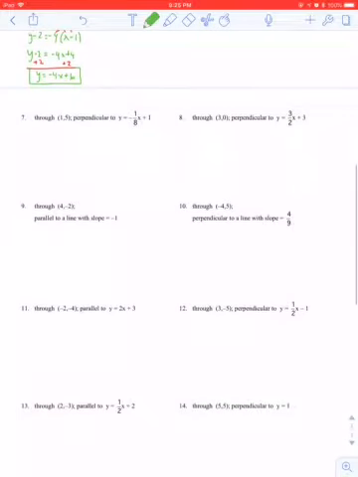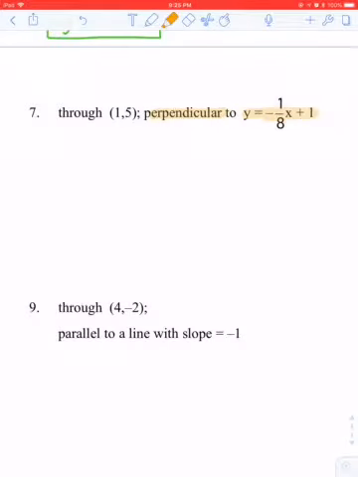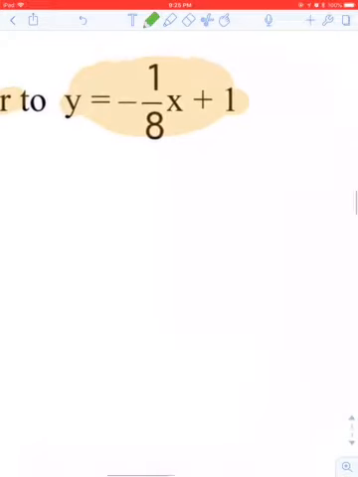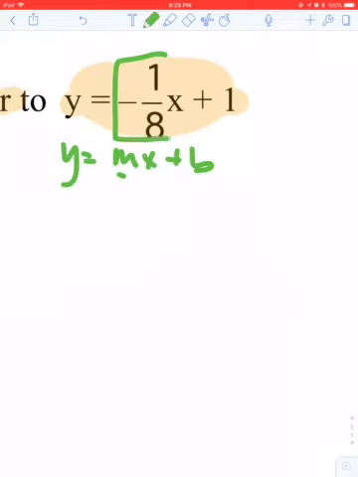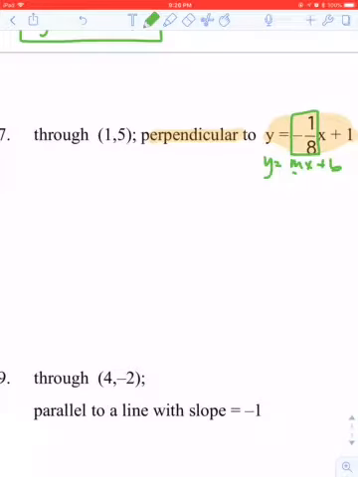Okay, one more. Let's look at number 7. So in 7, they give you a full equation, perpendicular to this full equation. Remember, like I said, the slope intercept form, y equals mx plus b. That tells you what your slope is. The m is your slope. In this case, your slope is going to be -1/8. So you don't even need to worry about this 1 over here. We're not going to worry about that right now. We just need the m, the slope. So in this case, the slope given to you is -1/8.